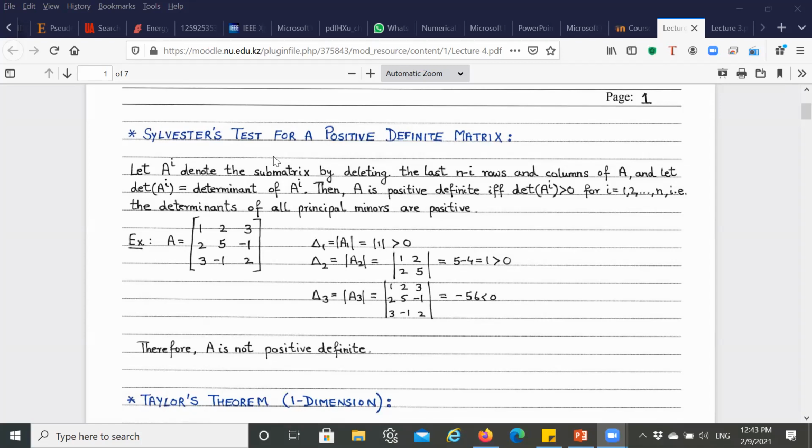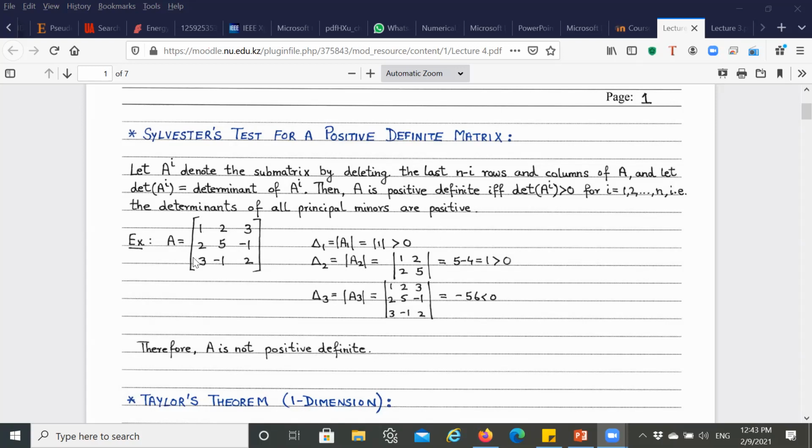Now, Sylvester's test is a test which we use for positive definite matrices. So if you want to know whether your Hessian matrix is positive definite or not, you do not have to calculate the eigenvalues. All you have to do is calculate the determinant. So matrix A is said to be positive definite if the determinant of all its principal minors, I'll tell you what principal minors are, is positive. For example, I've given you this matrix, and your matrix will be a square matrix.